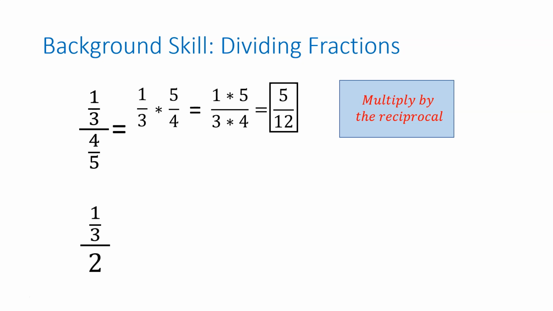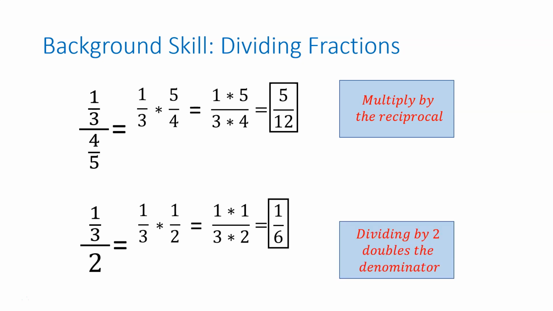What happens when you divide a fraction by 2, such as 1/3 divided by 2? We can write 2 as the fraction 2 over 1. We can then multiply by the reciprocal. We bring up 2 over 1, flip it, and then multiply. We then get 1/6. In general, dividing a fraction by 2 doubles the denominator, so 1/3 became 1/6.